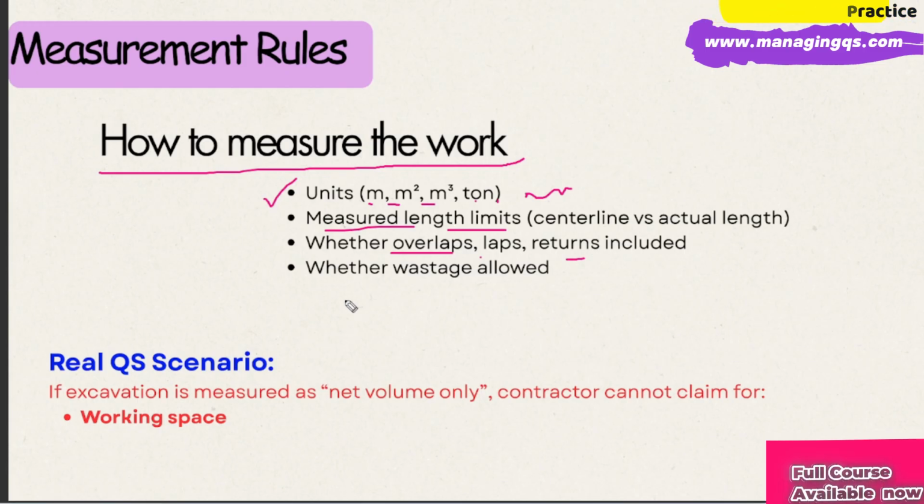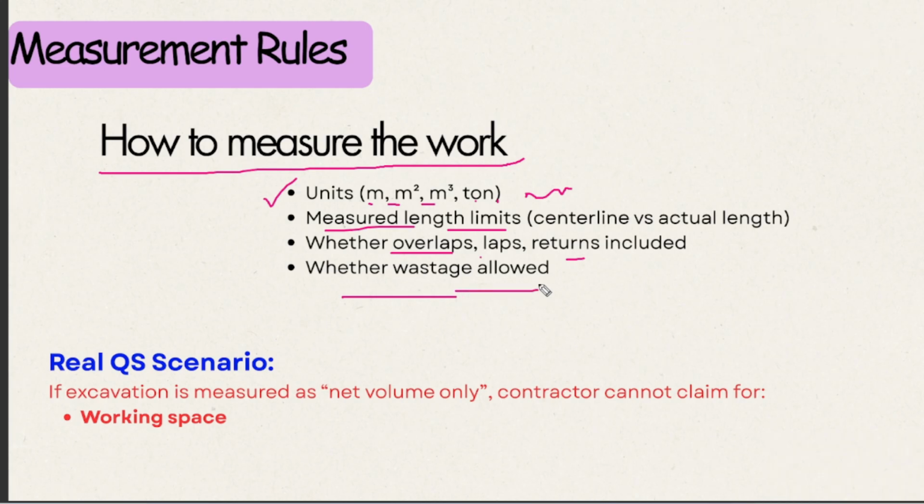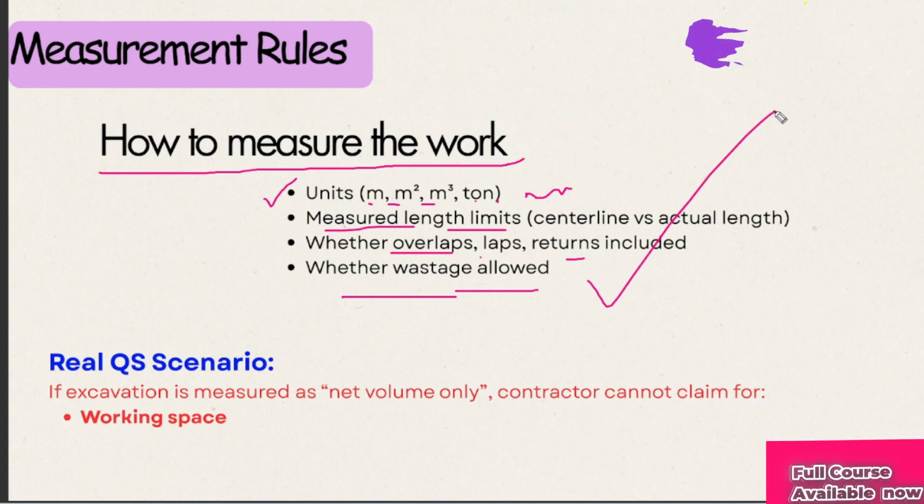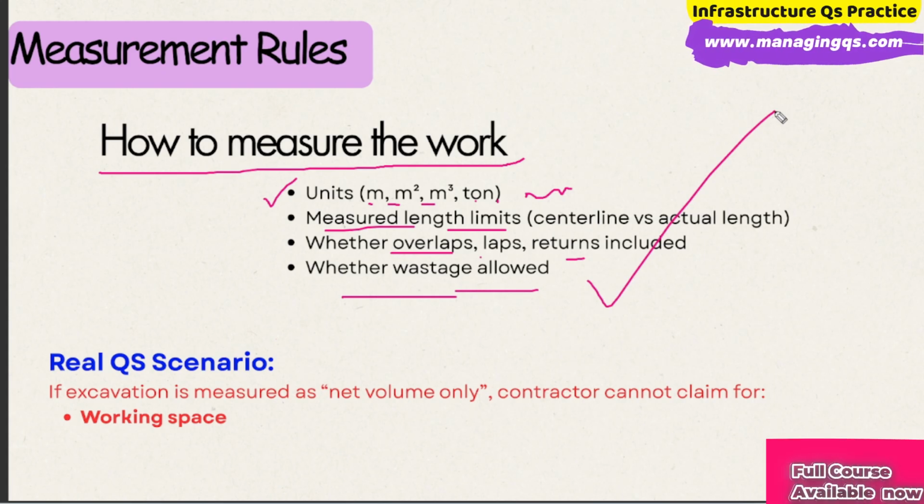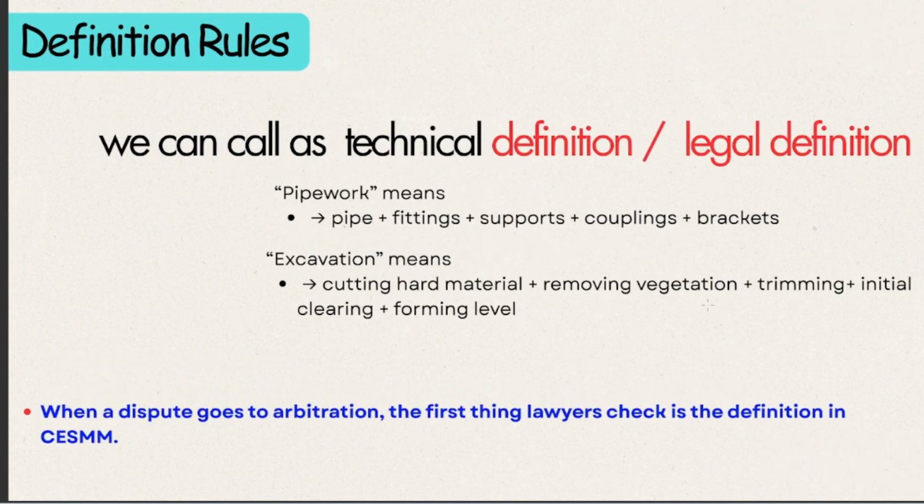Finally, we can say whether any wastage elements are allocated or not, something like this. I'm just giving 4 basic examples, but it's not only 4. We have lots of things, but you have to understand the measurement rule means how to measure the work. This is overall explained in the session book for this particular construction activity, how we are going to measure the work.